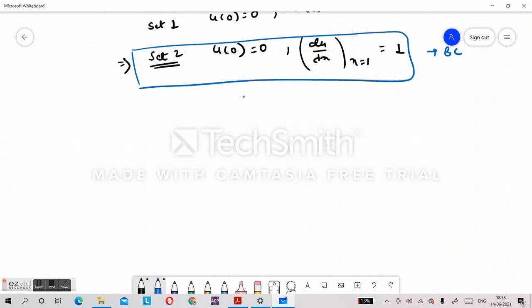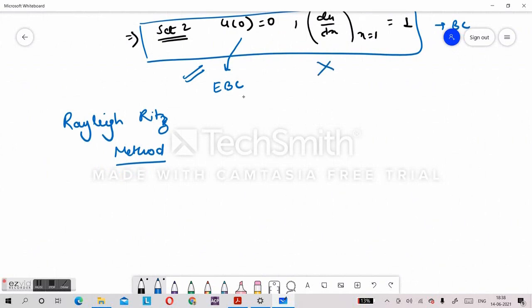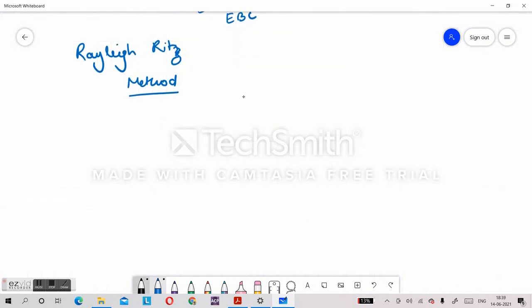Here, this is the essential boundary condition. Basically, for the Rayleigh-Ritz method, we choose the weight function for this term only. It will not depend on this term. For this type of condition, there are two types of condition: homogeneous and non-homogeneous condition.